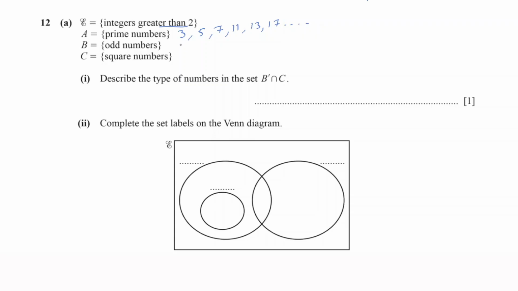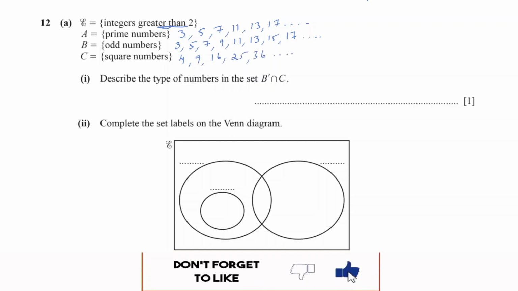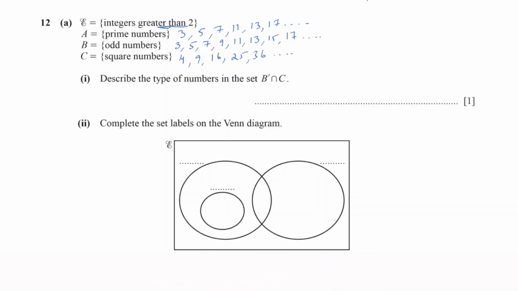And then odd numbers. Again, 1 we don't have to take because the universal set is greater than 2. So we start from 3 again: 3, 5, 7, 9, 11, 13, 15, 17 and so on, right? And square numbers, as you know, we can't take 1, we start from 4 because we have to take greater than 2: 4, 3 3 is 9, 4 4 is 16, 25, 36 and so on.